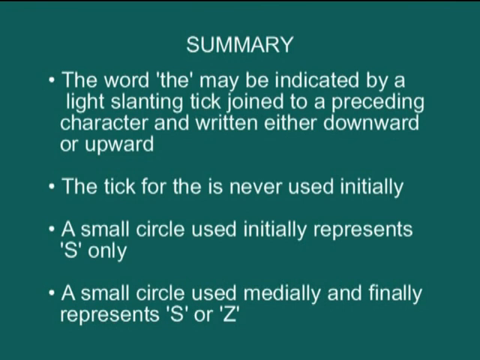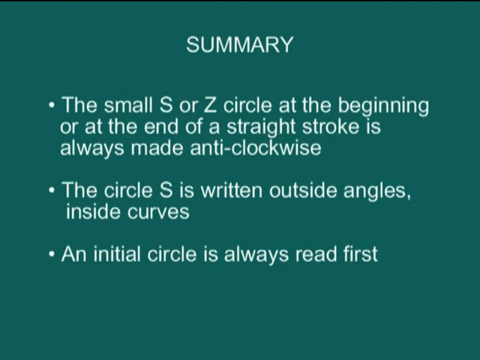The word "the" may be indicated by a light slanting tick joined to a preceding character and written either downward or upward. The tick for "the" is never used initially. A small circle used initially represents S only. A small circle used medially and finally represents S or Z. The small S or Z circle at the beginning or at the end of a straight stroke is always made anti-clockwise. The circle S is written outside angles, inside curves.